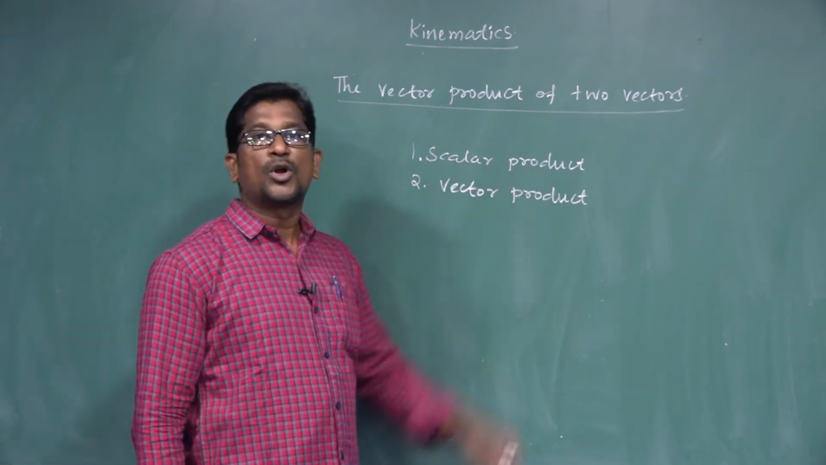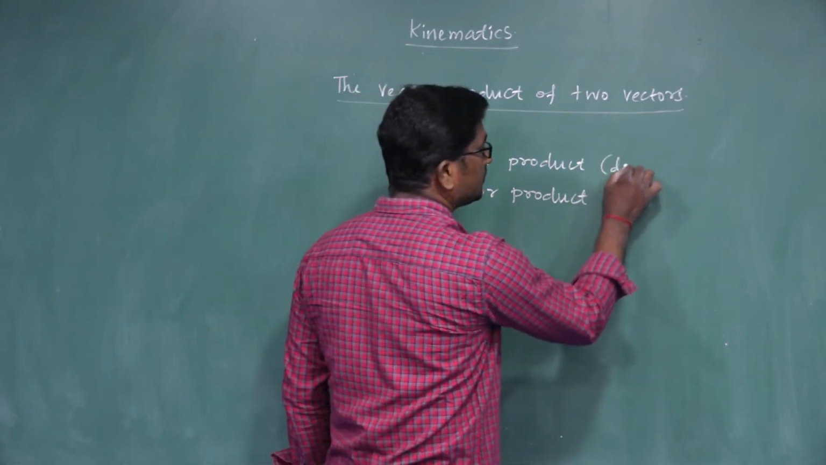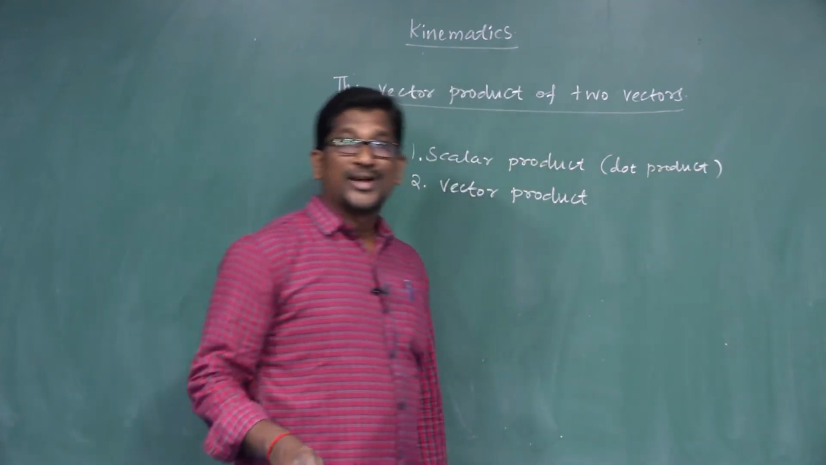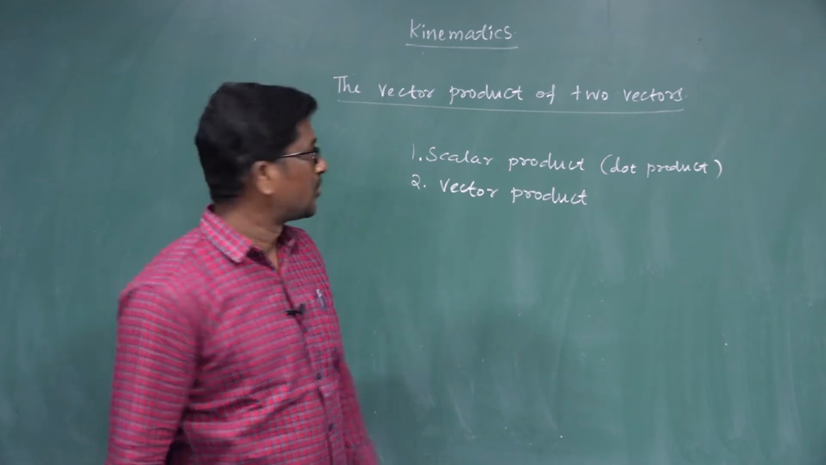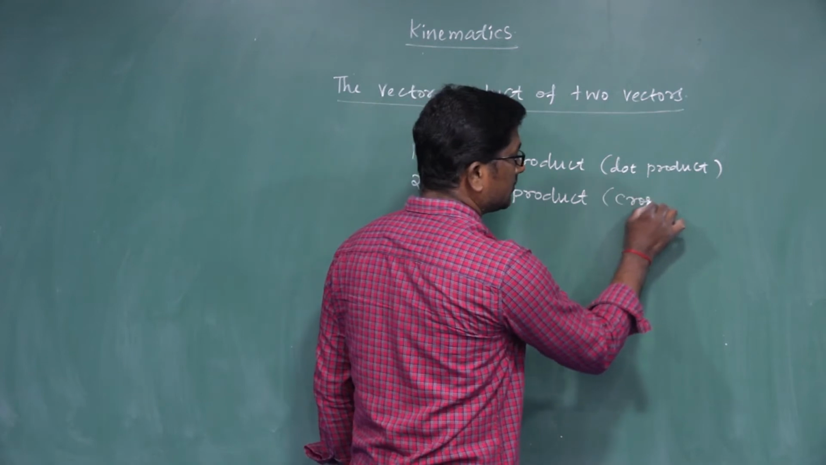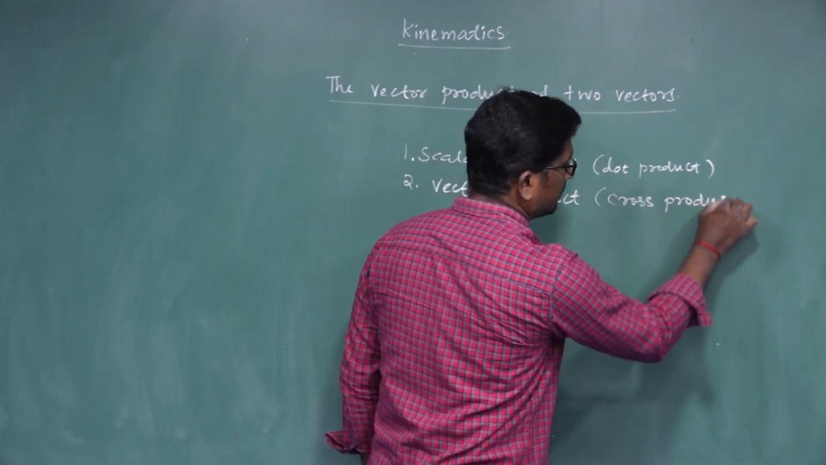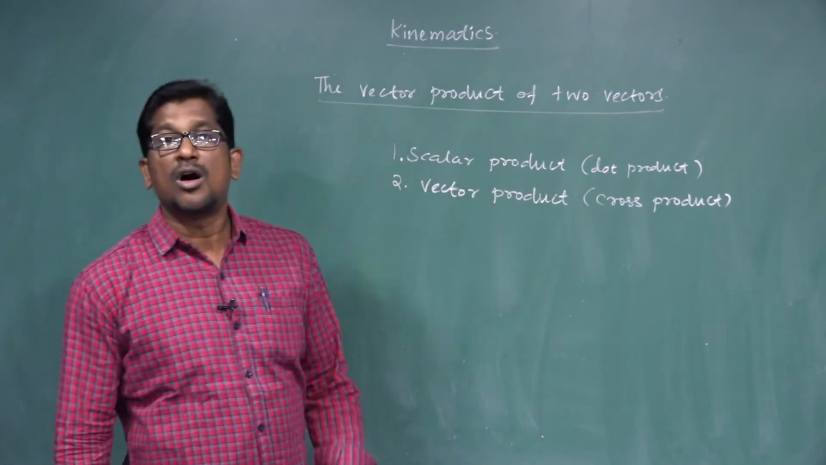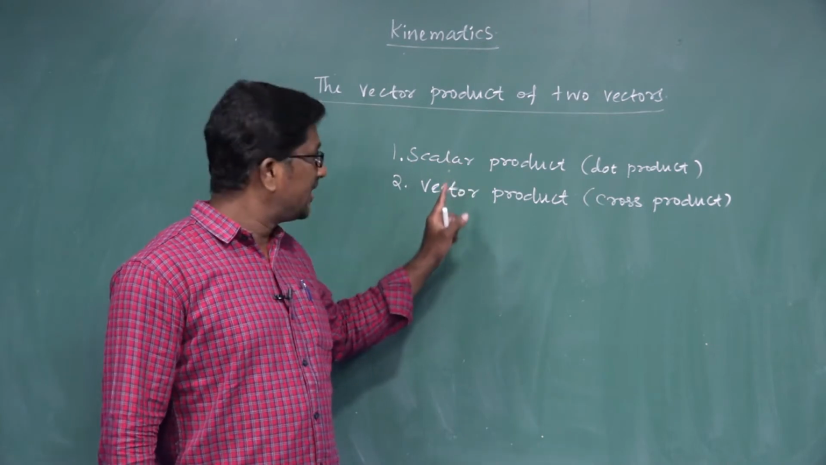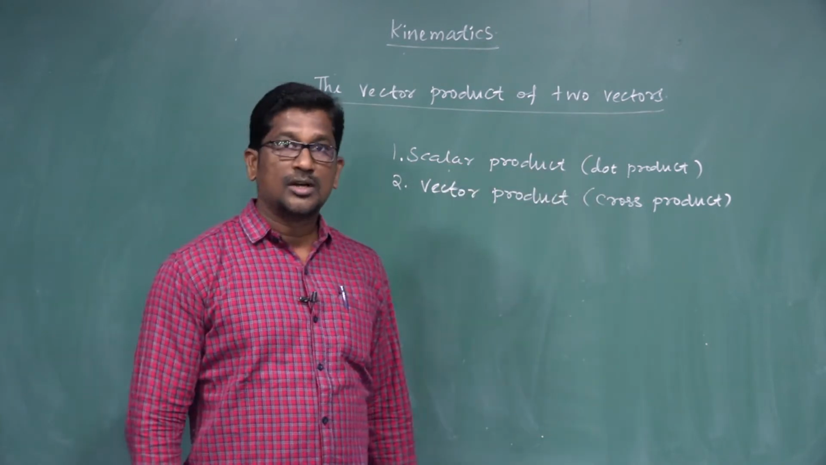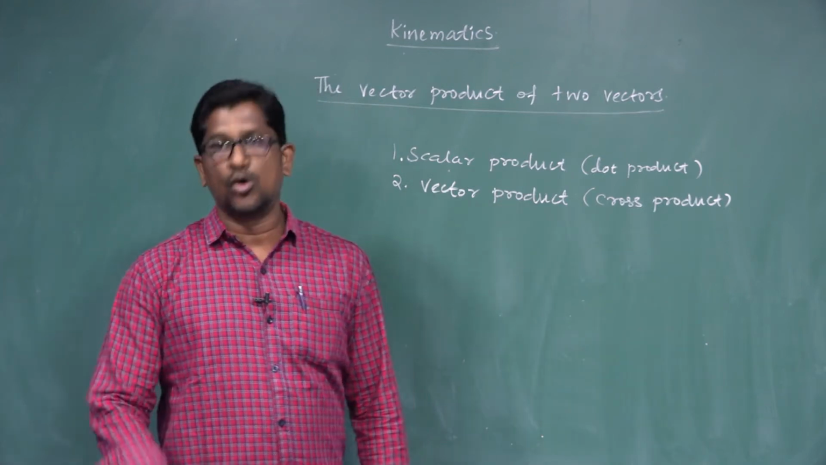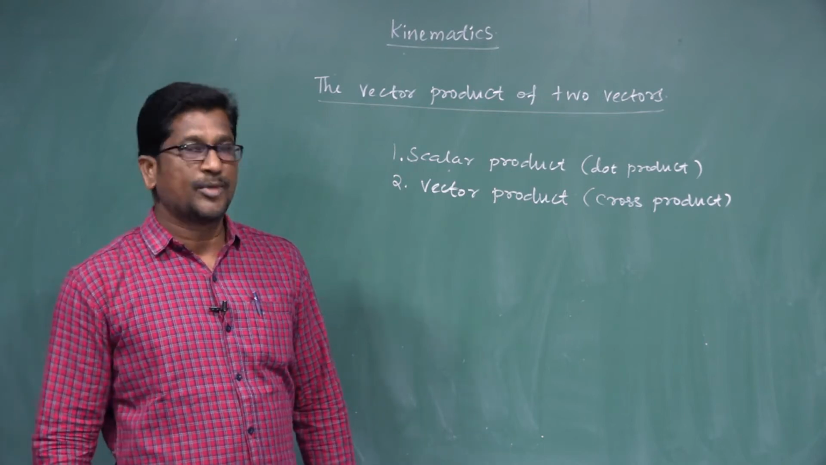Right. Scalar product is also called dot product or inner product. And vector product is also called cross product or outer product. There are two types of vector multiplication, scalar product and vector product. Scalar product is also called dot product or inner product, and vector product is also called cross product or outer product.